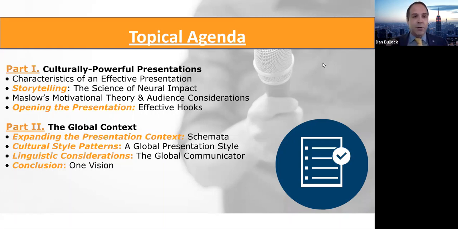It works. Okay, and then we'll talk a little bit about Maslow's motivational theory. Now, we're all pretty familiar with Maslow's pyramid. We're going to talk about that in the context of presentations, right? And then audience considerations. The fourth bullet is opening the presentation. So you have to gain the audience's attention from the very start, right? You have to have something that perhaps promotes curiosity, something along those lines. And we're going to give you some components with that.